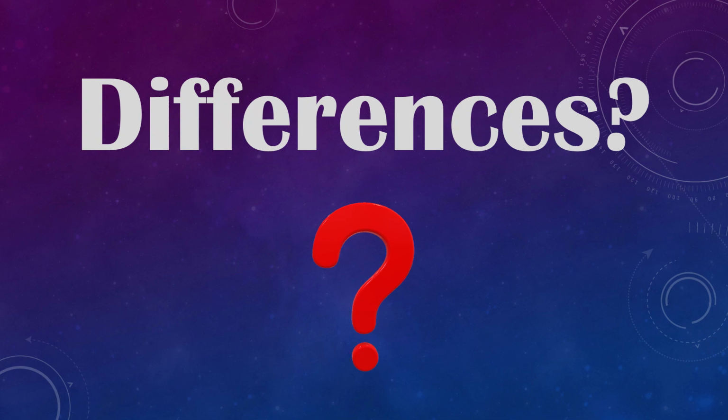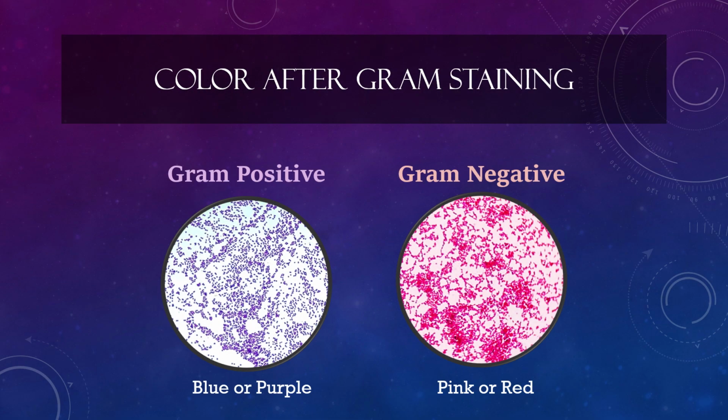So we've talked about how to conduct a gram stain. But what really are the major differences between gram-positive and gram-negative bacteria? One of the major differences is the color of the bacteria after the gram staining. Gram-positive bacteria appear blue or purple as seen here, while gram-negative bacteria appear pinkish red.